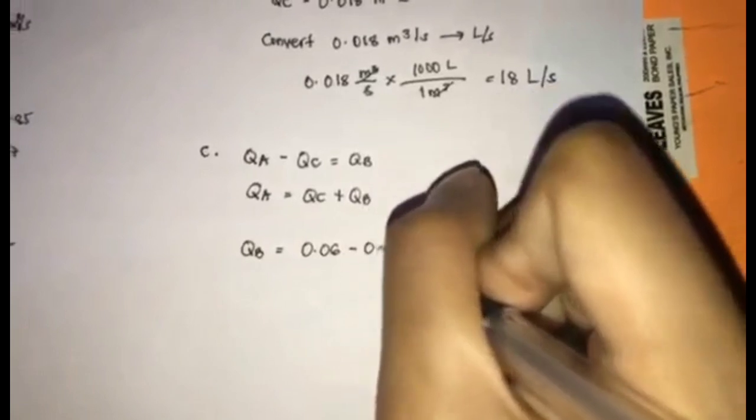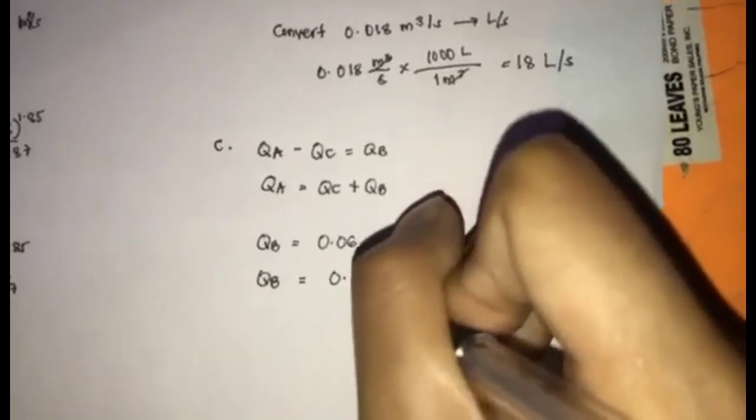So in order to determine the diameter of line B in mm, we can use the equation QA minus QC is equal to QB, or just the same as QA is equal to QC plus QB. So plug in the value, QB is equal to 0.06 minus 0.018. We get the value of QB, which is 0.042 cubic meters per second.